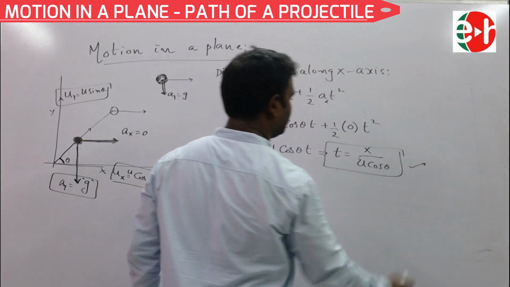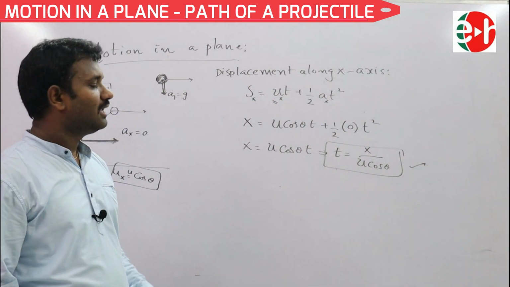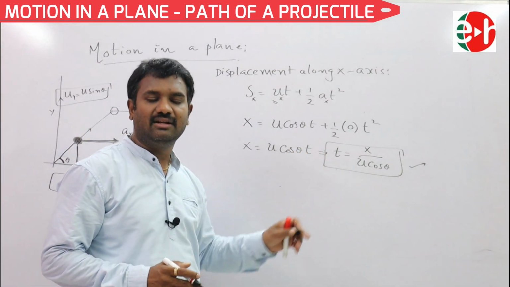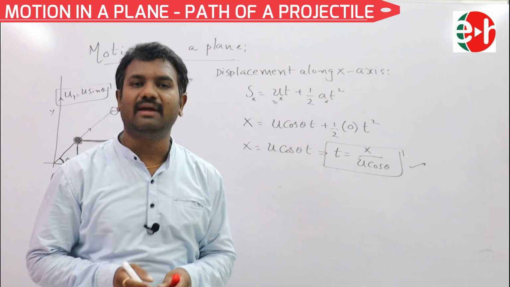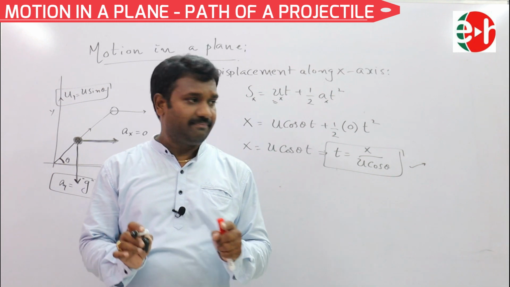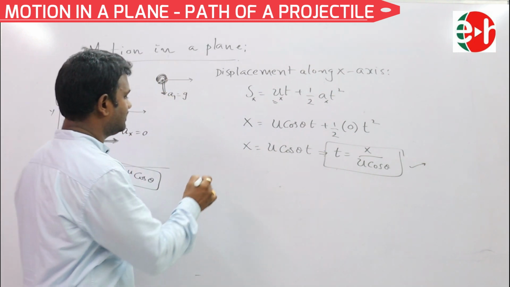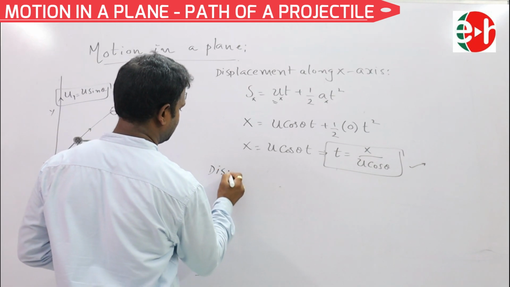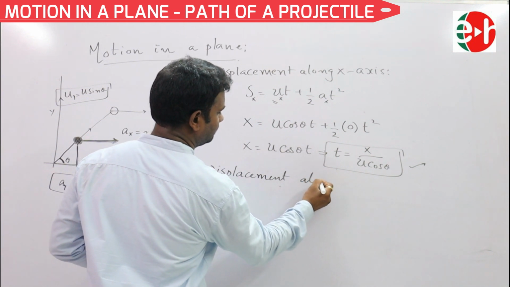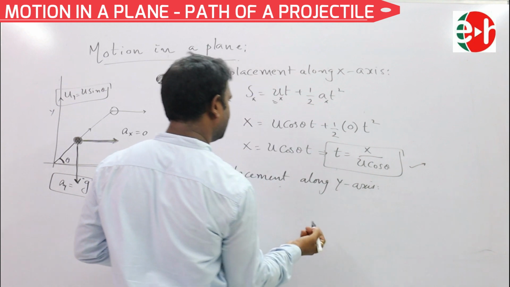Remember this. What is that? t equal to x by u cos theta. Now in this time interval, how far it travelled along y-axis we are going to study. We are studying the same. In this time interval, what is its displacement along y-axis? Displacement along y-axis. How much? Same formula.